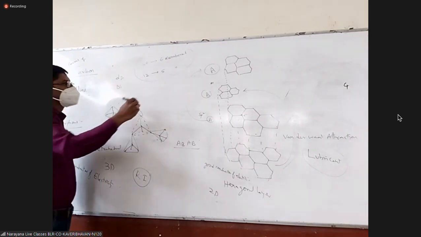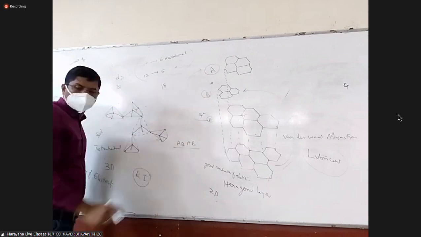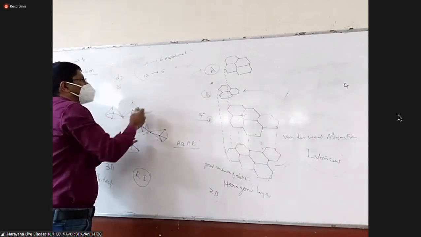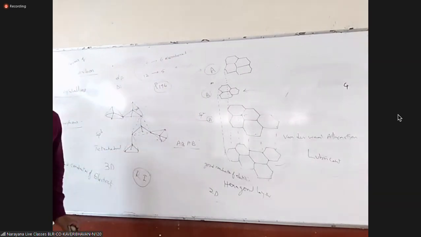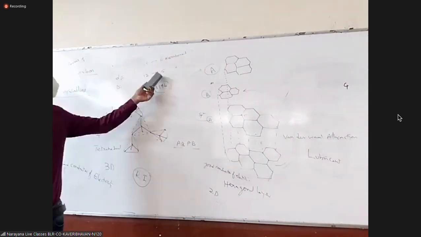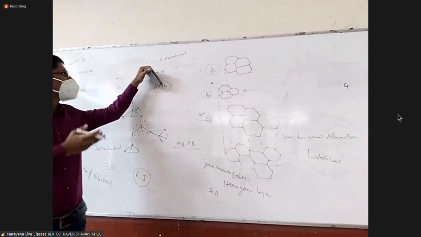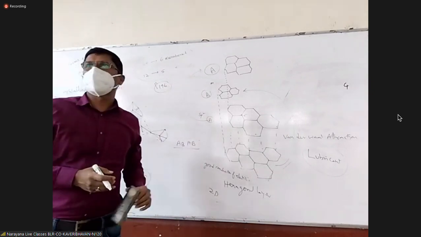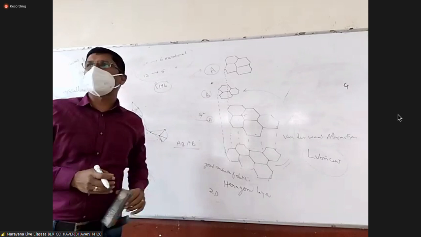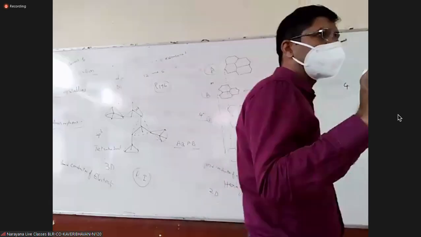Those who are online students, you can check page 196 in our Narayana material, color and structure. The football has 5-member rings and 6-member rings: 20 are 6-member and 12 are 5-member. These three are called crystalline forms of carbon: diamond, graphite, and fullerenes.